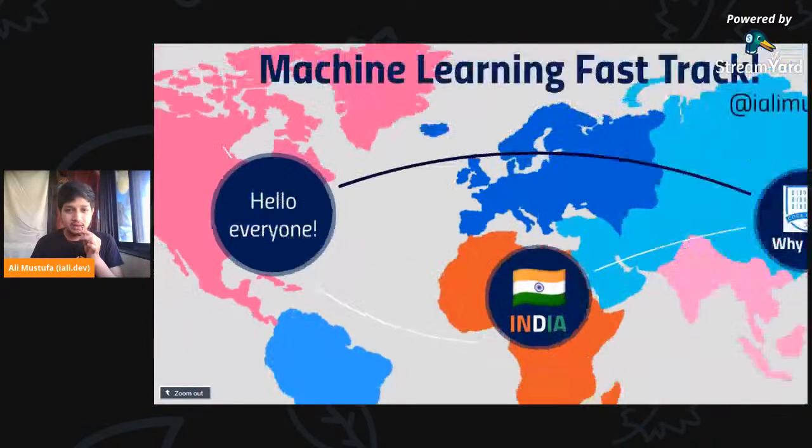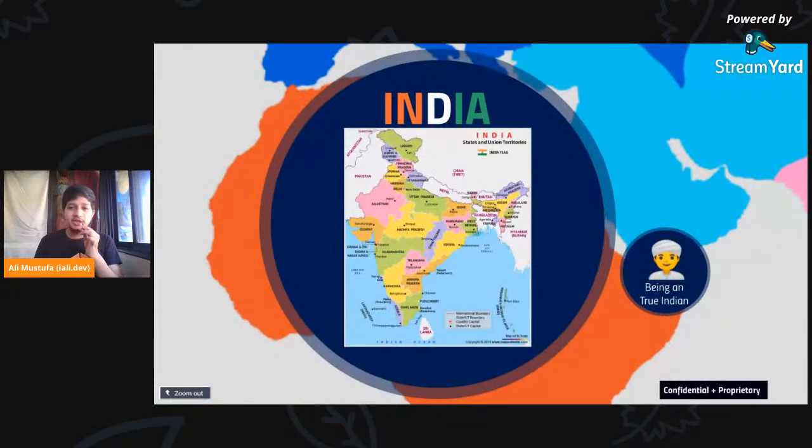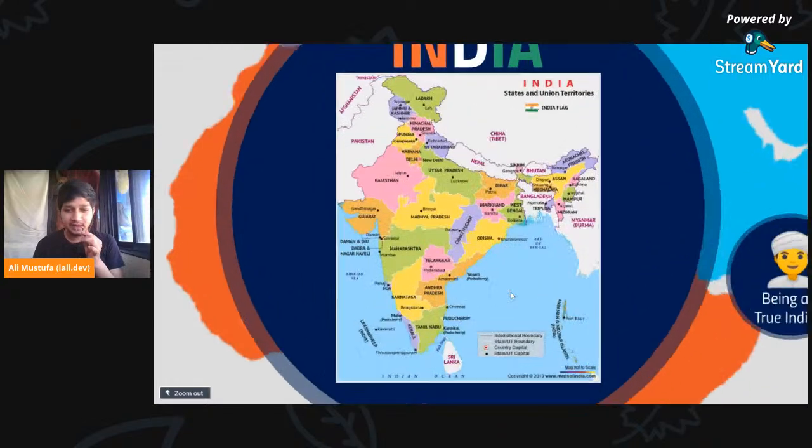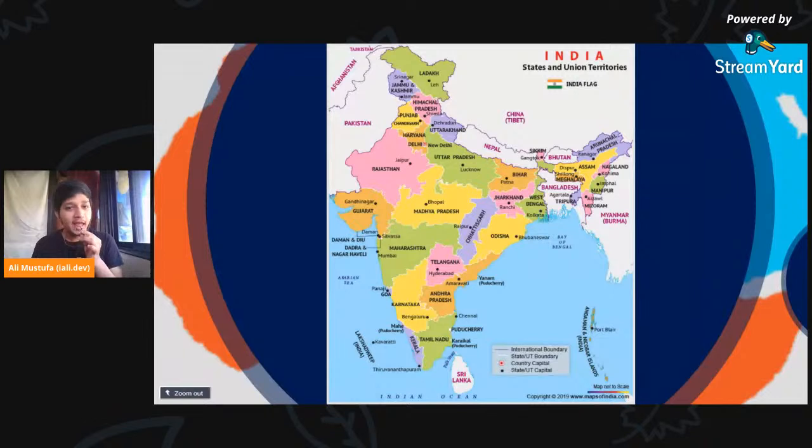So let's start. Machine learning is fascinating, and we talk about India specifically. This is the map of India. As I like to say it in Hindi, Hamara Pyara Bharat. India is a country with a very diverse ground. There is no country in the world which has so much diverse audience, so many diverse languages, so much diverse culture, and so many religions. And we are proud of that, because we are an example of how we live in unity and diversity.